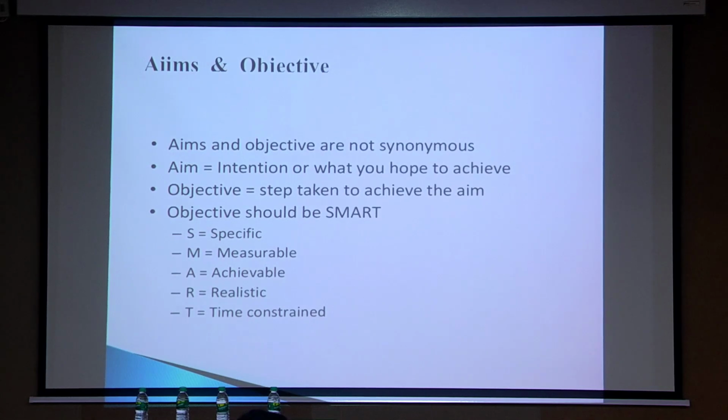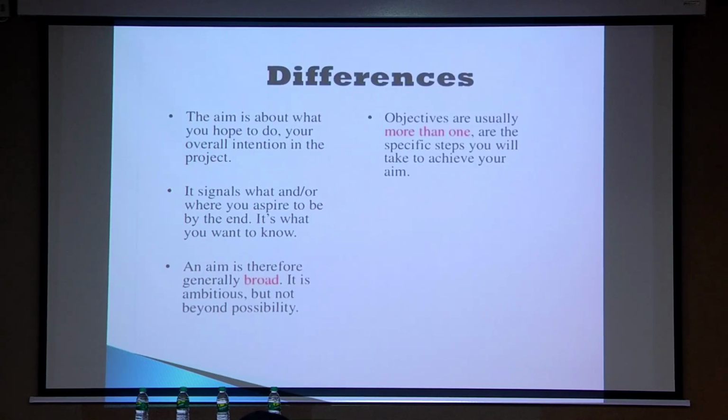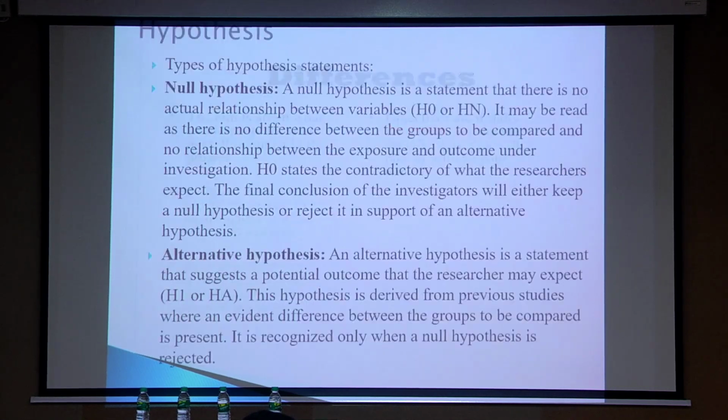Now aims and objectives. Aims and objectives are not synonymous. Aim is the intention, or what you hope to achieve. Objectives are the steps taken to achieve the aim. Objectives should be SMART: specific, measurable, achievable, realistic, time constrained. Objectives are usually more than one. Remember, there is one primary objective and secondary objectives. There can't be two primary objectives. The objectives are the specific steps you will take to achieve your aim. An aim is therefore generally broad. It is ambitious but not beyond possibility.